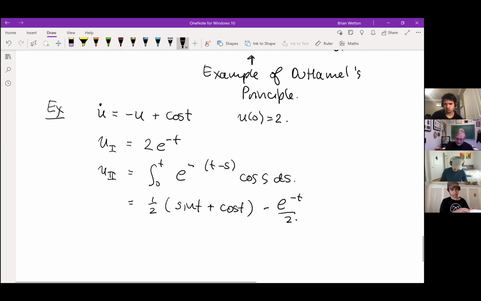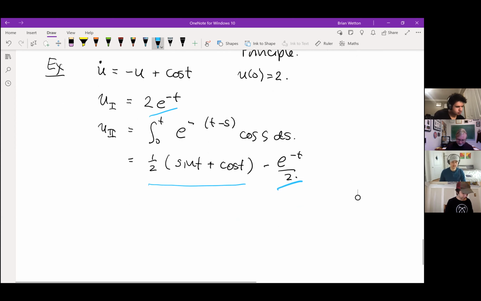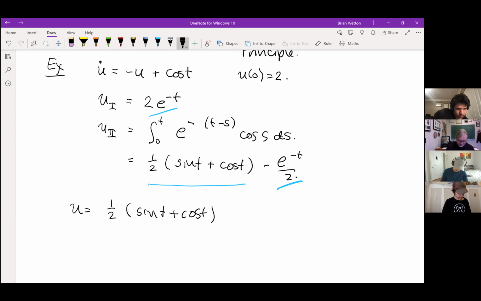Anyway, however you do it, if you do this integral, here's what you get. And you notice that this term has the same form as the homogeneous solution. So what I was saying before is, if you did the method of undetermined coefficients, you would have just found this particular solution. And then the homogeneous solution would be a little bit different to match the initial conditions, but you'd end up with the same solution, which is 1/2 sine t plus cosine t plus 3/2 e to the minus t.